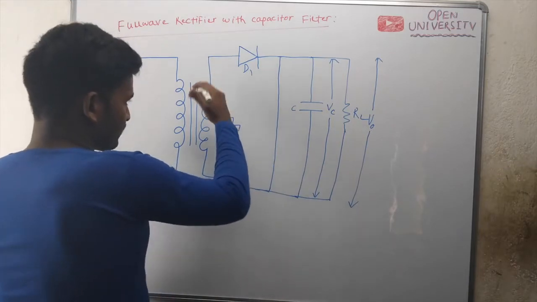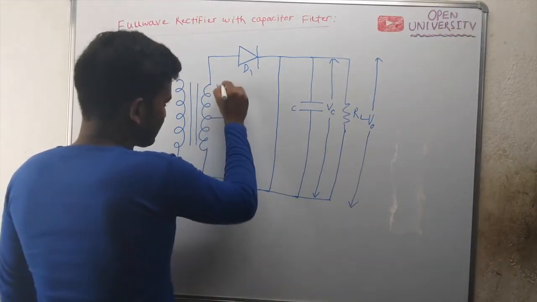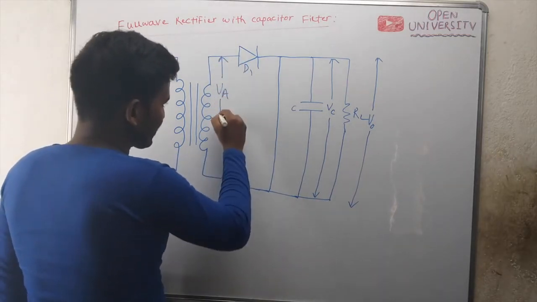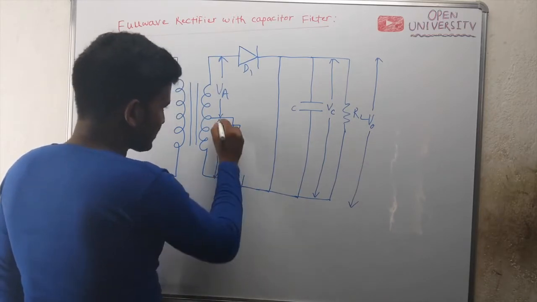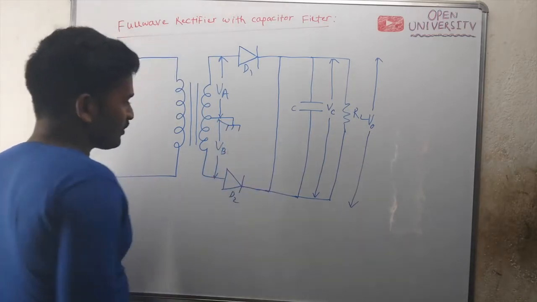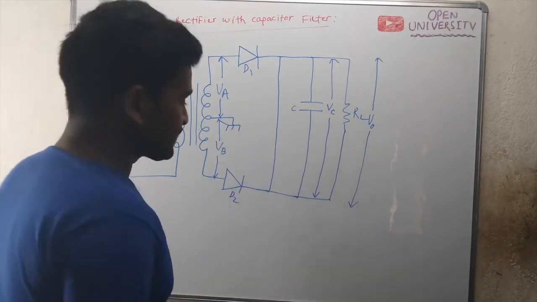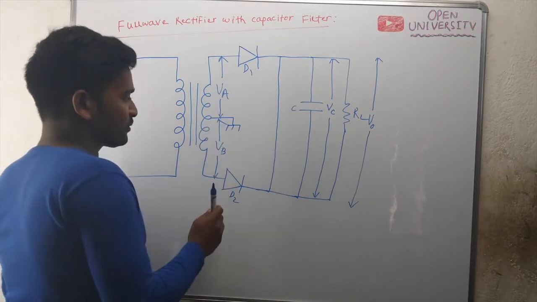Your secondary winding is divided into two equal halves. This is your voltage VA with respect to ground, and this is your voltage VB with respect to ground. VA and VB are equal in magnitude but opposite in phase. Magnitude wise they are the same, but phase wise they are opposite.